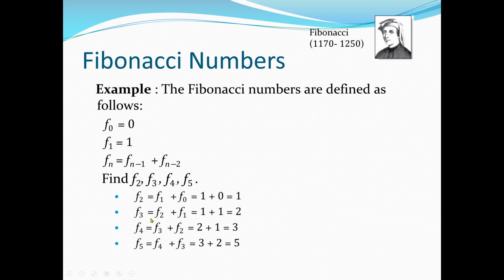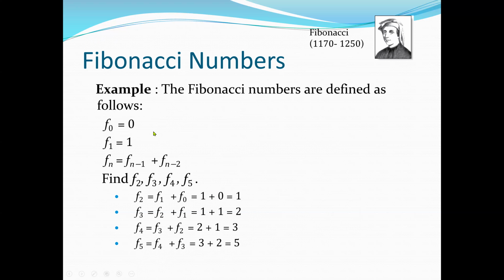Fibonacci of 3 will be f(2) plus f(1). So again, always the two previous values. Fibonacci of 4 will be f(3) and f(2). 5 will be 4 and 3. So we have the previous two values. That's why we have 1 plus 0, then 1 plus 1, then 2 plus 1, then 3 plus 2. So if I'm looking for Fibonacci of 6, then it will be f(5) plus f(4).